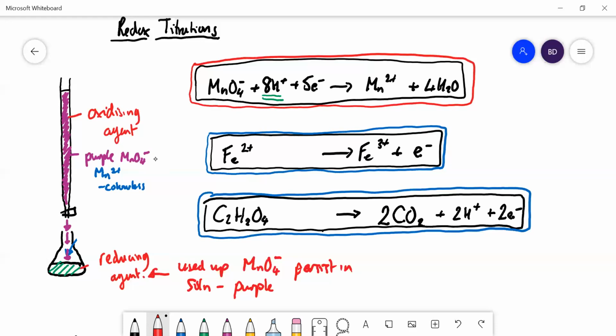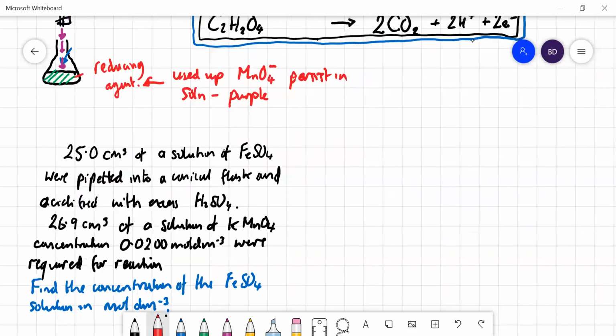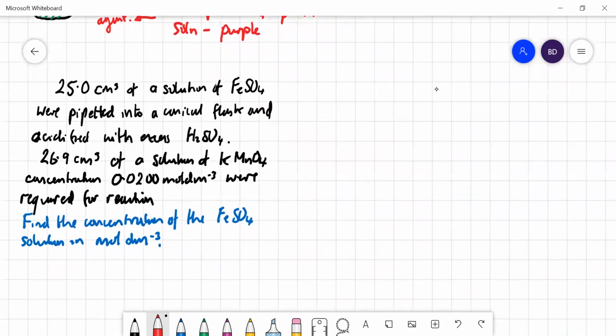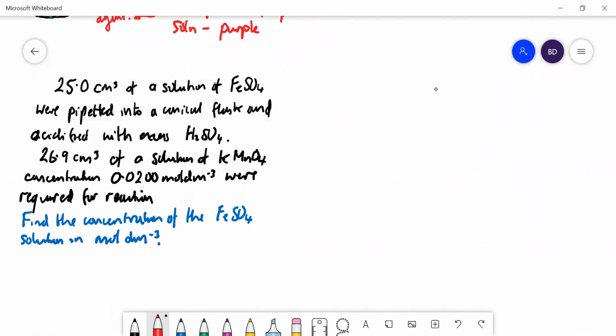Let's look at an example of a calculation, a nice easy one. So I've got one here. It says 25 cm³ of a solution of iron sulfate were pipetted into a conical flask. So I draw a little picture there. We've got a conical flask. We've got 25 cm³ of our iron sulfate solution. And you add excess H2SO4, I won't worry about that.